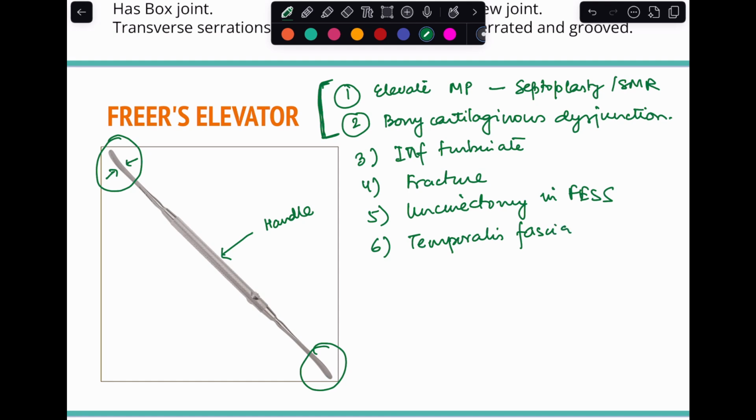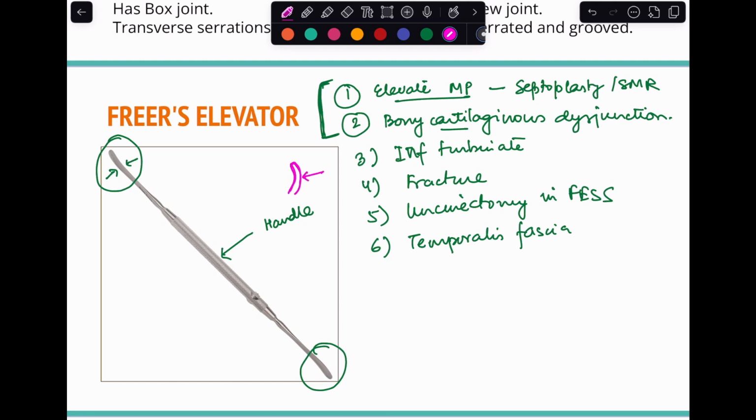So these are all the uses of Freer's elevator, but these first two uses that I mentioned are applicable in case of septoplasty. Very important to know is, when you're elevating the mucoperiosteal and the mucoperichondrial flap, which surface of the Freer's elevator should be facing which side. So it is important to remember that if this is the curve, this is the convex side of it, right? This convex smooth side should be facing towards the flap.